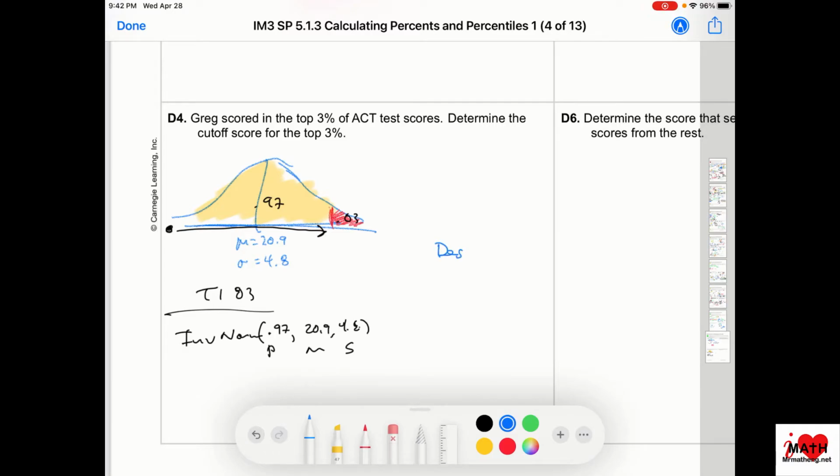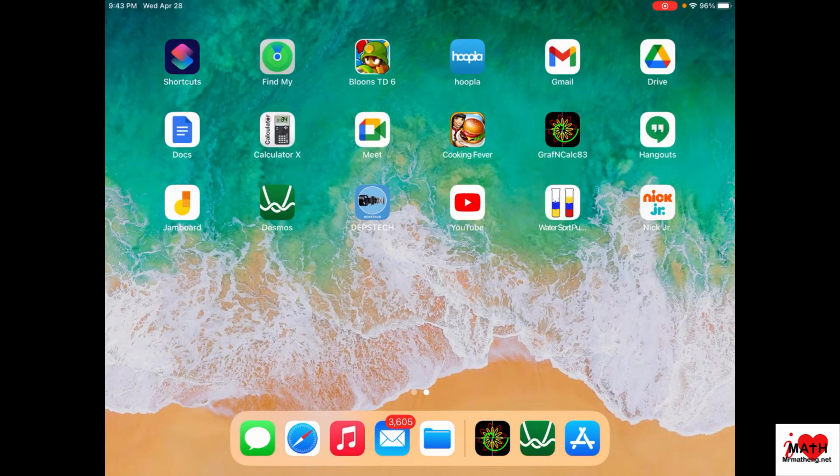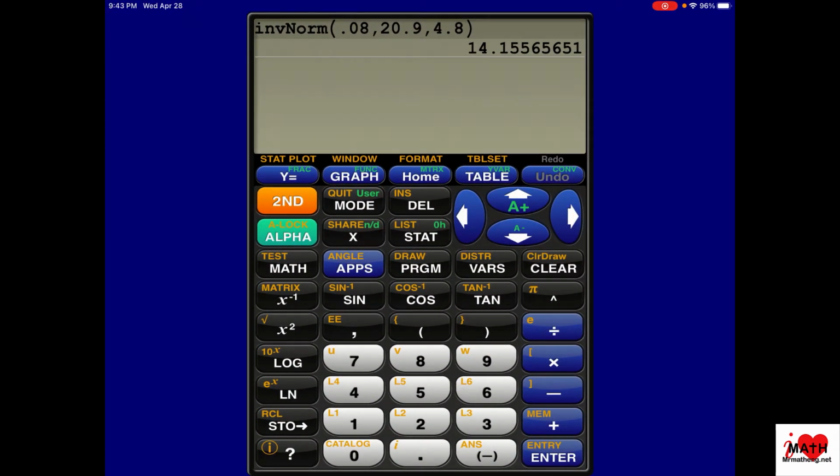And for Desmos, you're going to use first D equals normal distribution, and then you're going to type in 20.9, 4.8, and then D period inverse CDF, and then the percent, which is 0.97. All right, let's go put that in our calculator. Remember, we want a close score of 36.